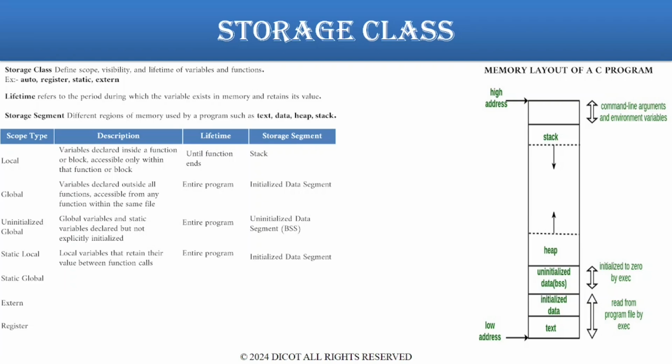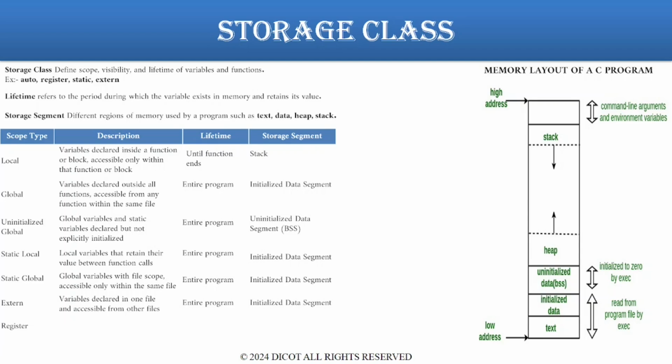Static global: global variables with file scope, accessible only within the same file. Lifetime, it is the entire program. Storage segment, it is the initialized data segment. Scope type external: variables declared in one file and accessible from another source. Lifetime, it is the entire program. Storage segment, it is the initialized data segment.